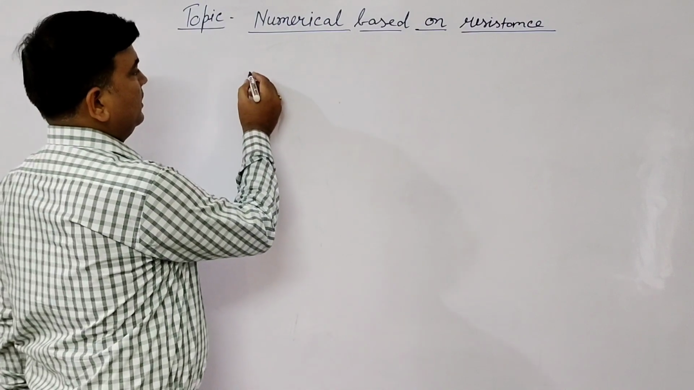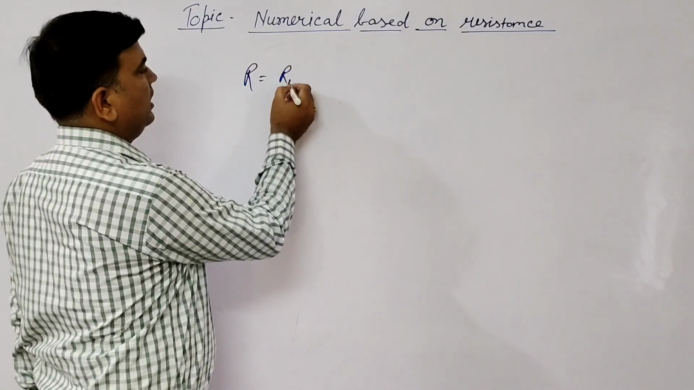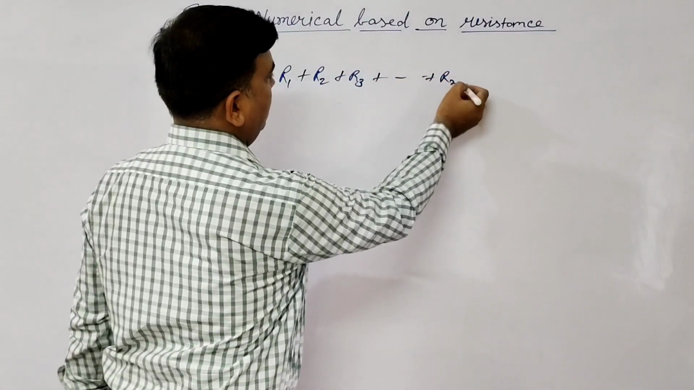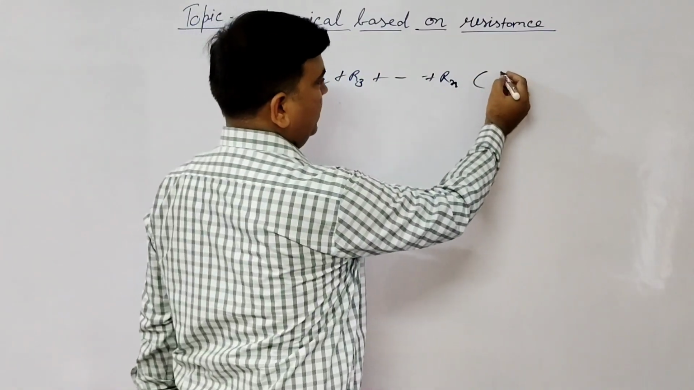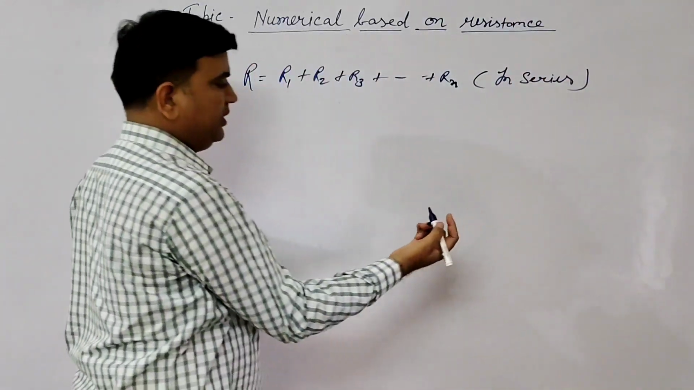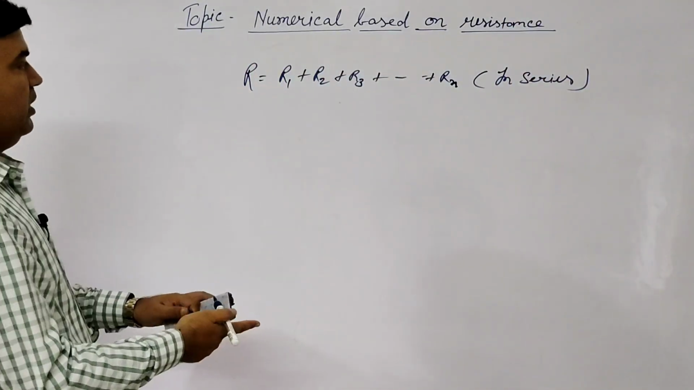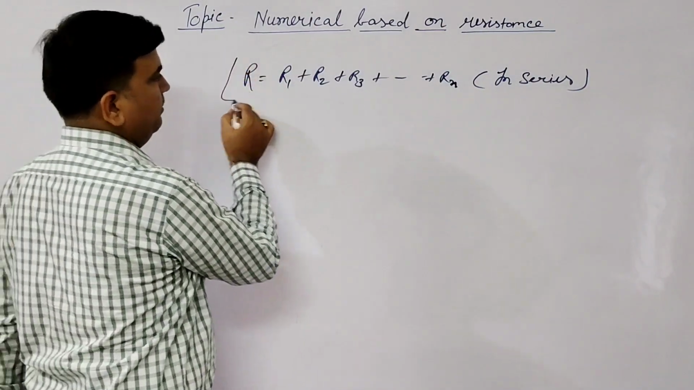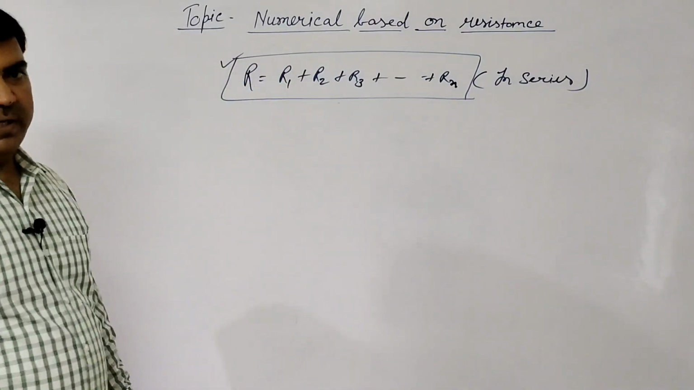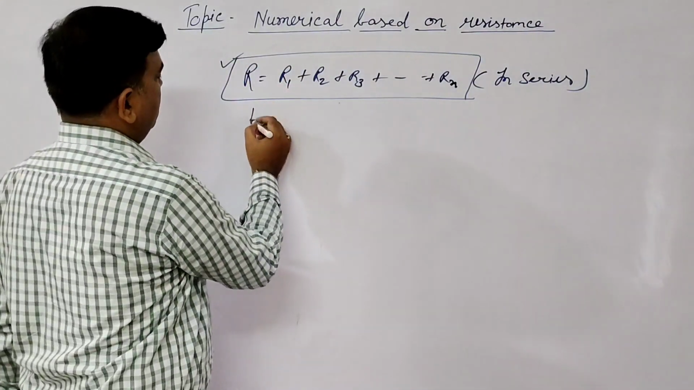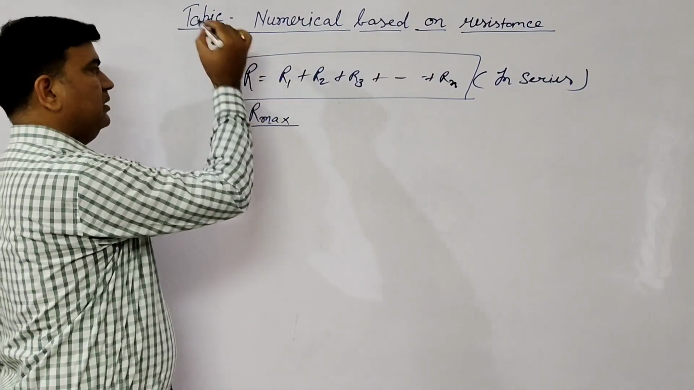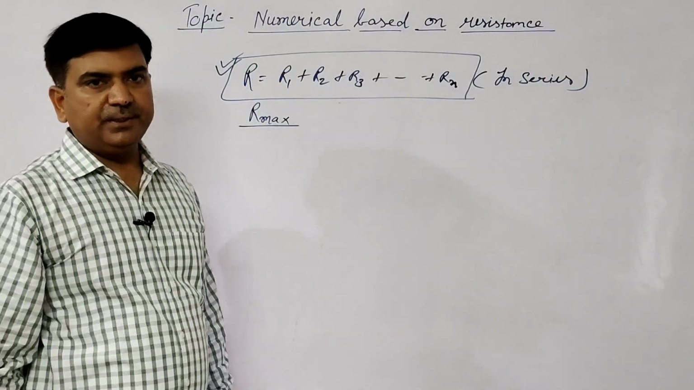Children, now see this formula, everyone knows: R equals R1 plus R2 plus R3 plus and so on plus Rn. It is the combination for series. That means if the resistances are joined in series, then we have to use the formula R equals R1 plus R2 plus R3 plus Rn. According to this formula, if you want to find the maximum resistance, always use the series combination of resistances.